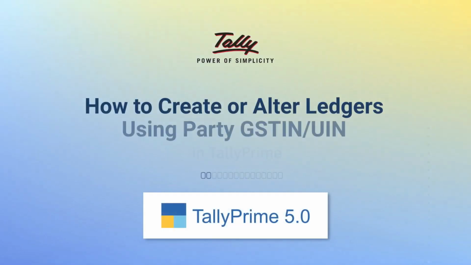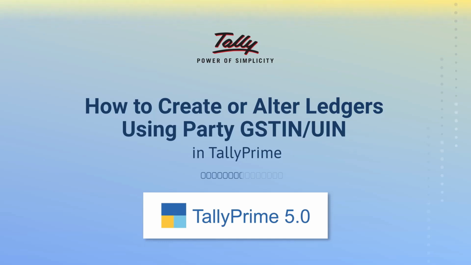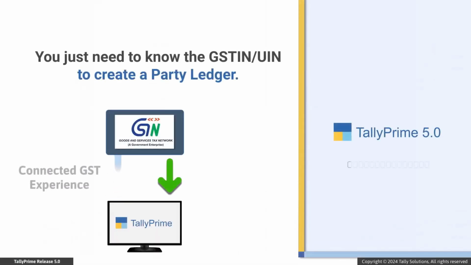Welcome to TallyHelp videos. In this video, you will learn the process of creating or altering party ledgers using GSTN or UIN in TallyPrime. With the connected GST experience introduced in TallyPrime Release 5.0, you can create a party ledger quicker than ever. All you need to have is the GSTN or UIN of the party. Just enter it and you get all the information that you can copy to the ledger.